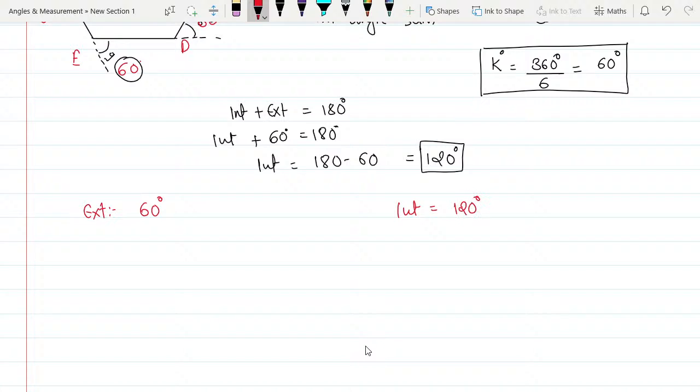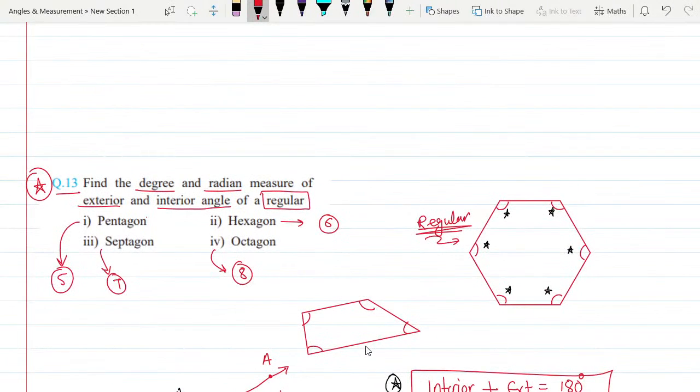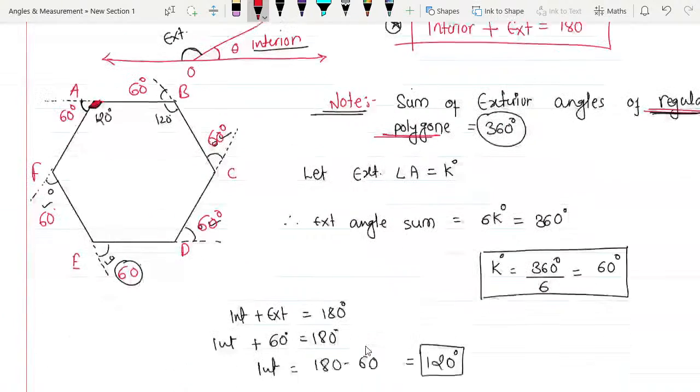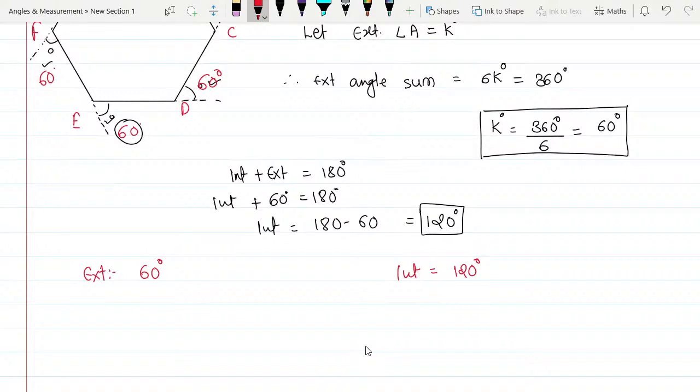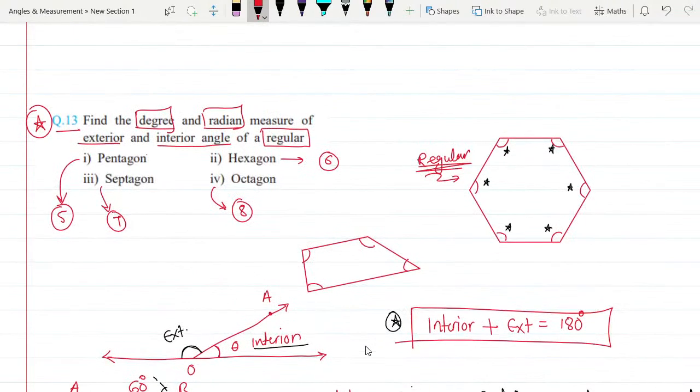Now what we have to do is give the answer in degrees as well as in radians. Of course, it's your turn to find their respective radians and complete this question. I hope you will do this. Yes, will you please?